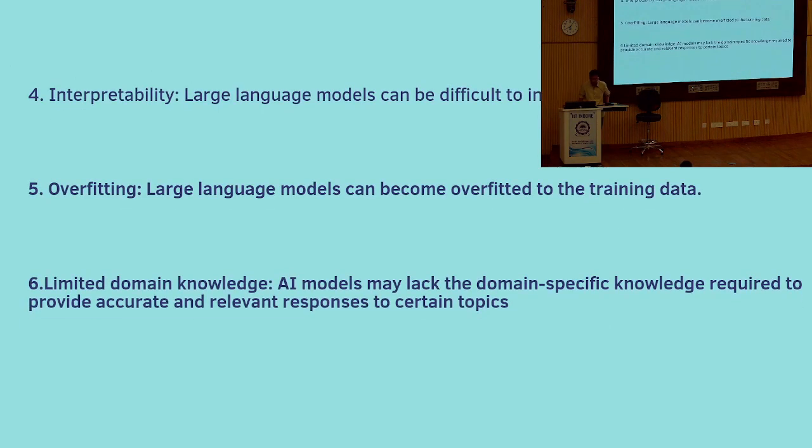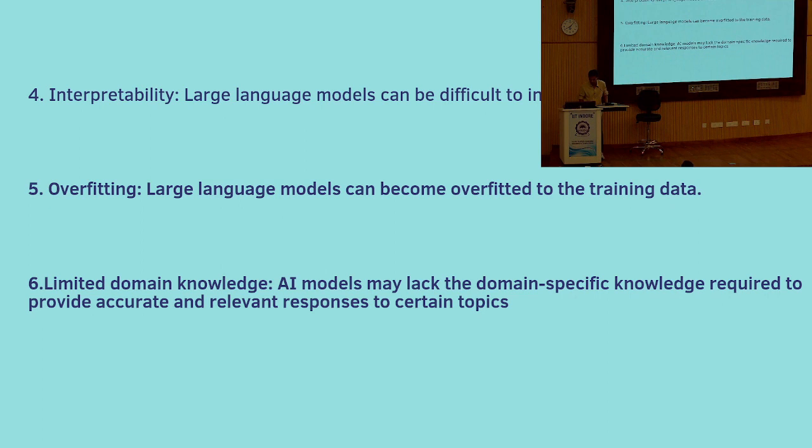And here are some other limitations. Interpretability. These language models can be really hard to interpret, which makes it very difficult to understand why it is making some decision, why it is giving some answers. You will see more about interpretability in other slides. So next is overfitting. Large language models can easily be overfitted due to the amount of data they have been trained on, which can lead to poor generalization and also poor performance on new unseen data.